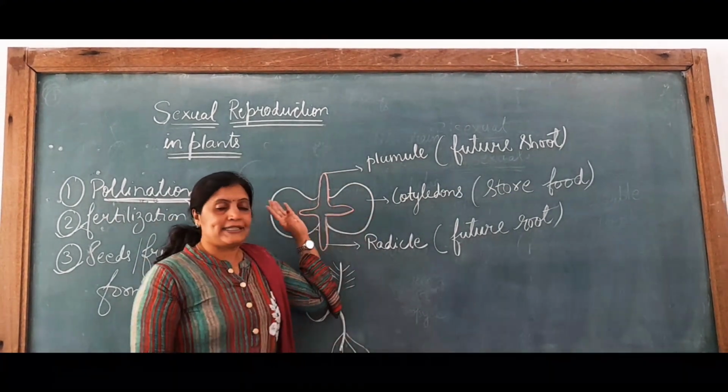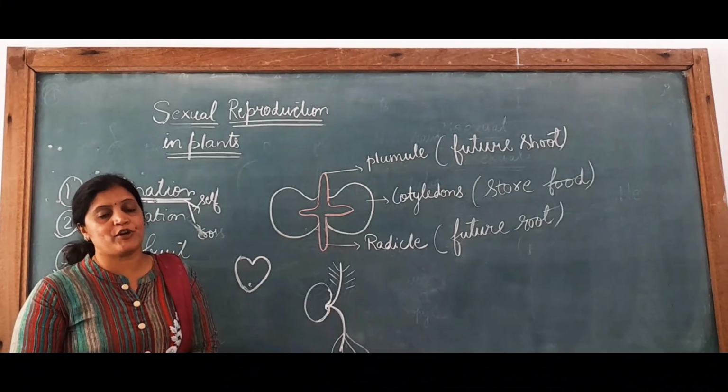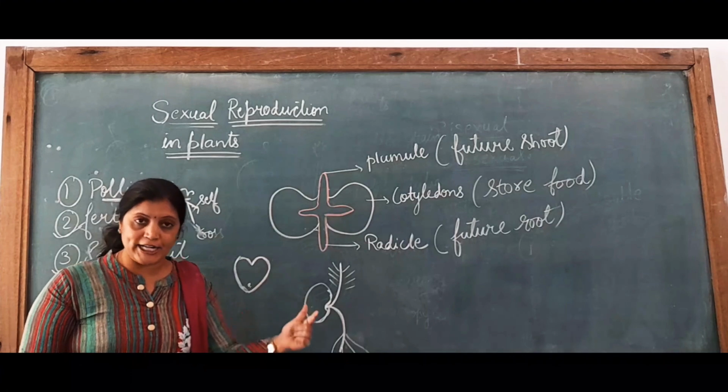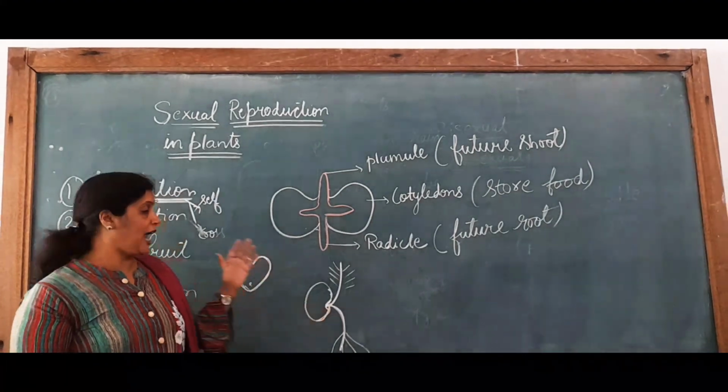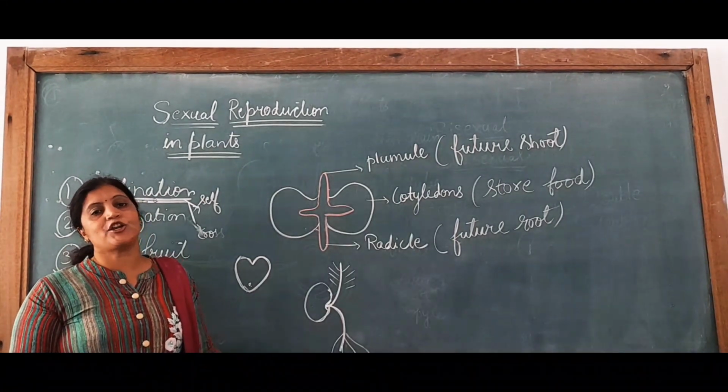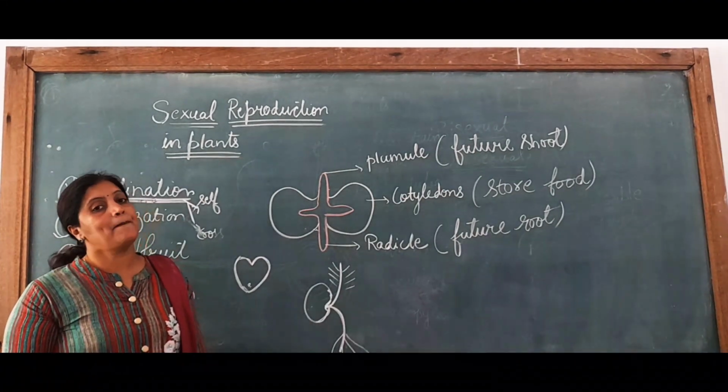So by this explanation of the structure of flower, pollination, fertilization and structure of seed, we have learned about how sexual reproduction takes place in plants.